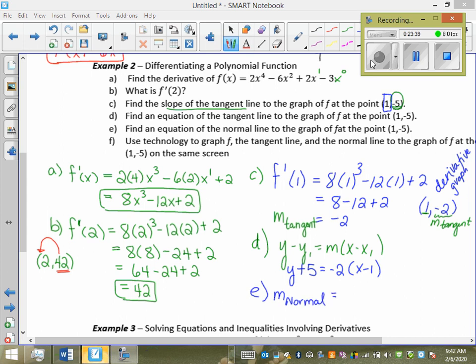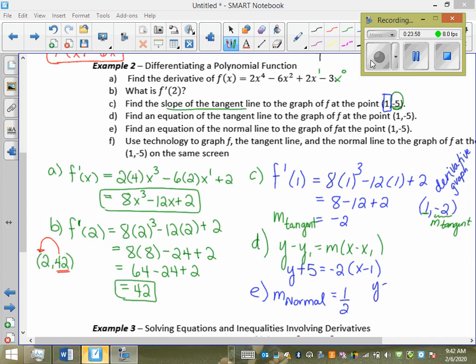M normal is 1/2, because I take the -2 and I need to flip it so that it actually runs the right direction, 90 degrees perpendicular to the other one. And if it's a negative, it has to become positive. So it's going to be 1/2. And then I can just do point slope form.